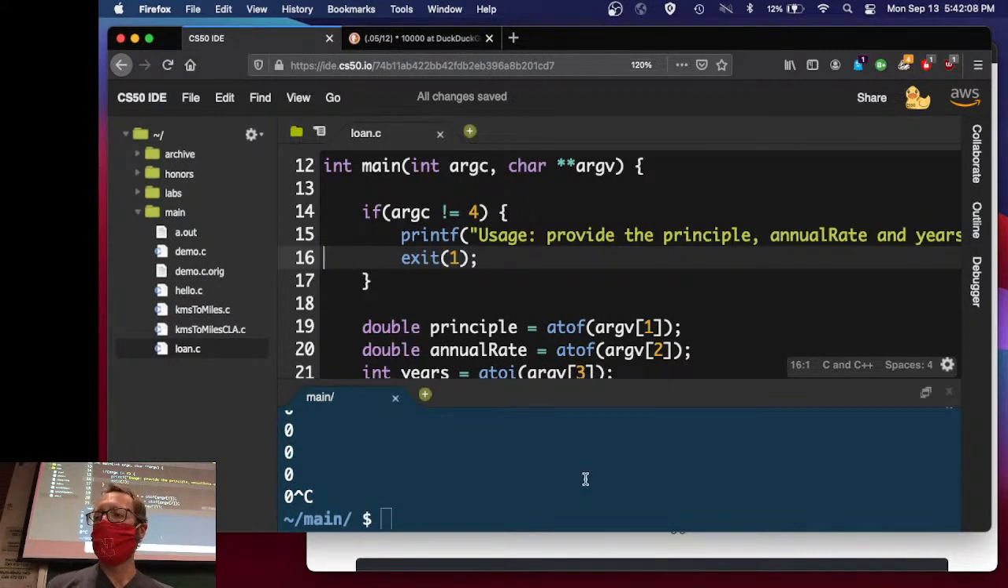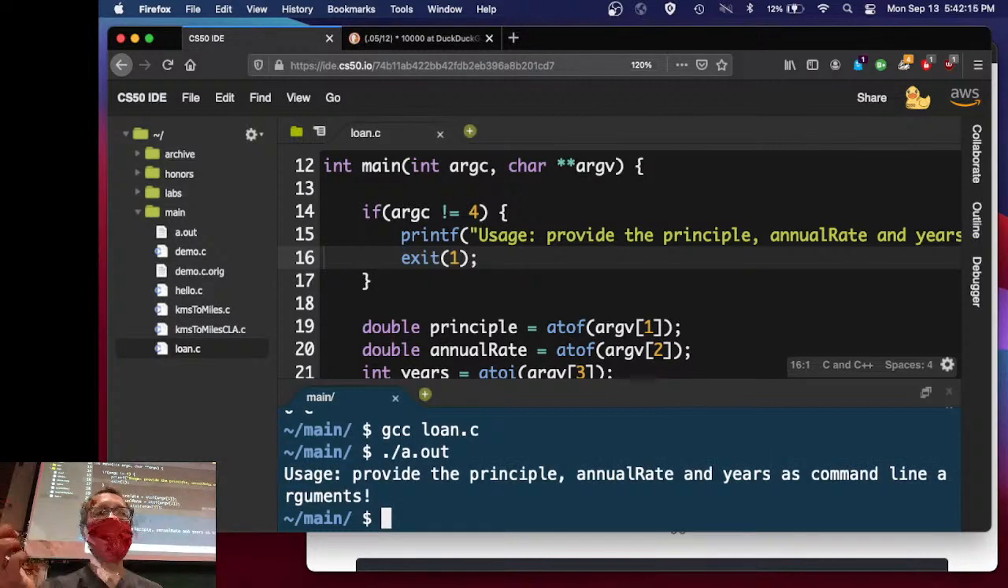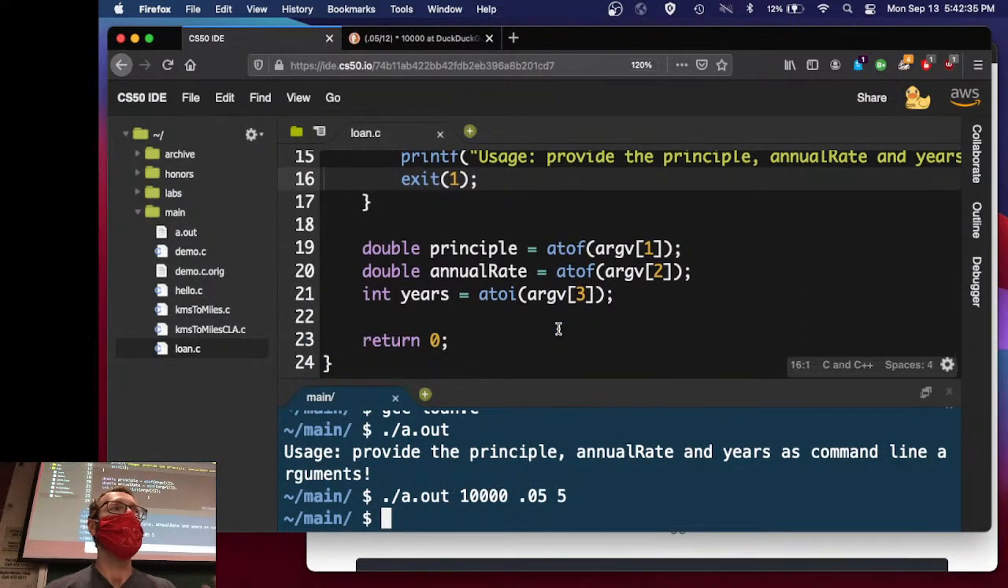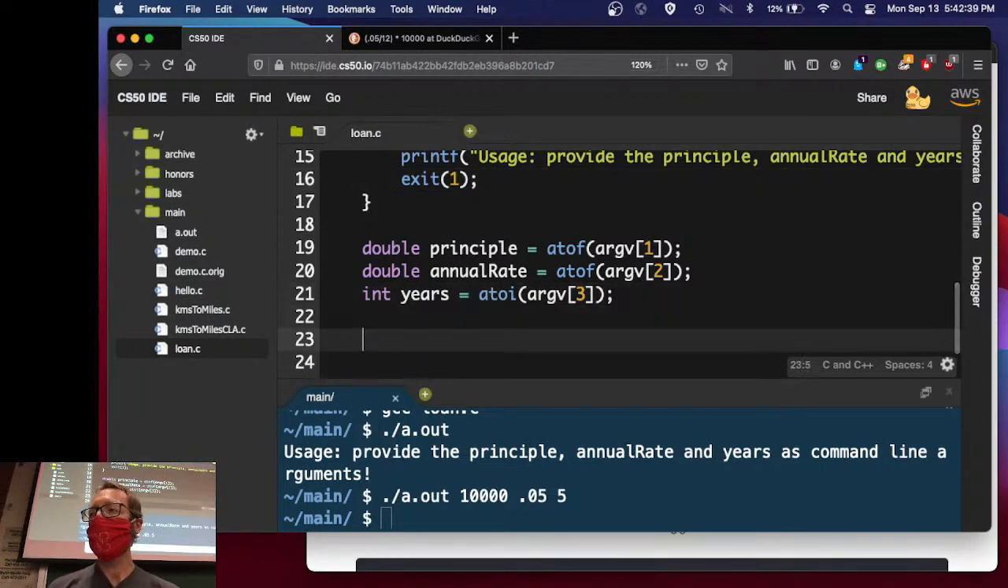Right? Now, let me go ahead and compile this and show you that by not providing any command line arguments, it gives me this error message and quits. Right? If I do provide command line arguments, what is it, $10,000 that I want to borrow at a rate of 5%, and number of years would be 5. So months would be 5 times 12, 60. And it's happy about that, at least for now. It's not doing anything because I haven't written the rest of the program. Right? Okay. Next.